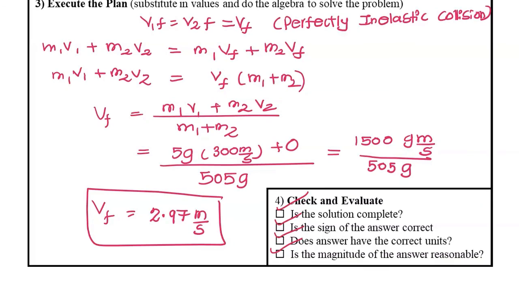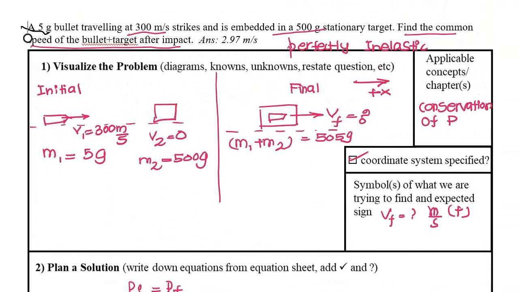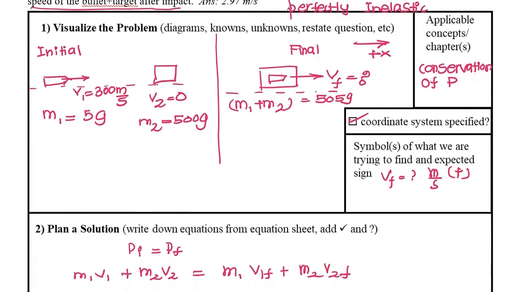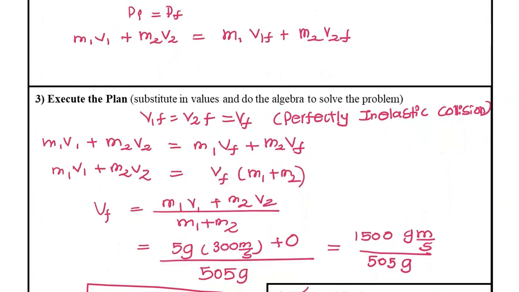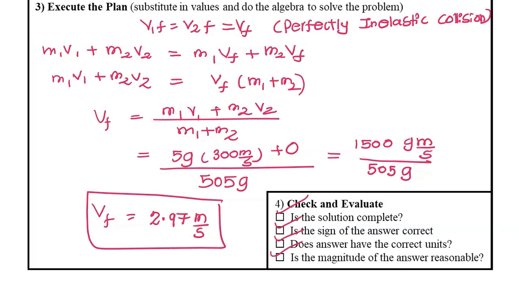We have done everything. Speed is a scalar quantity. So just see the steps. We visualize the problem and we plan it, and then only we execute the plan.